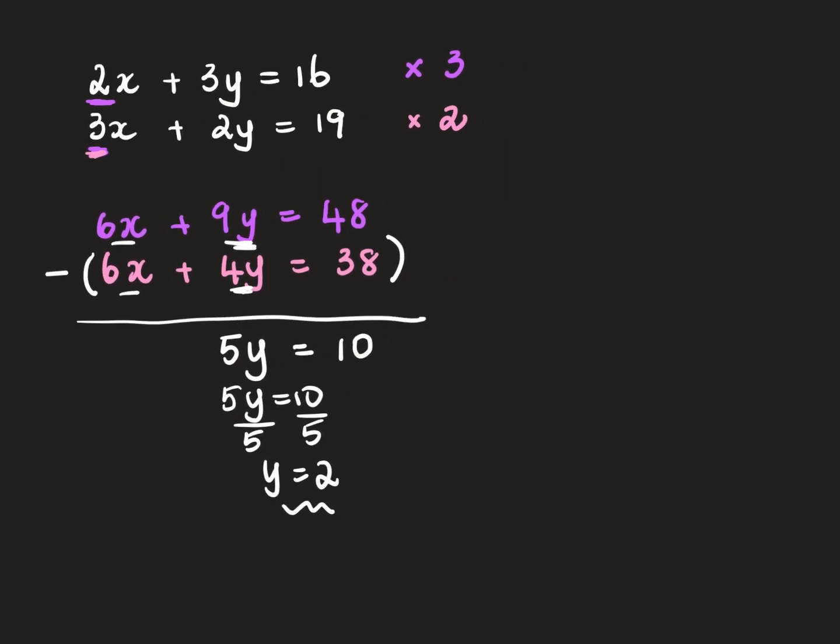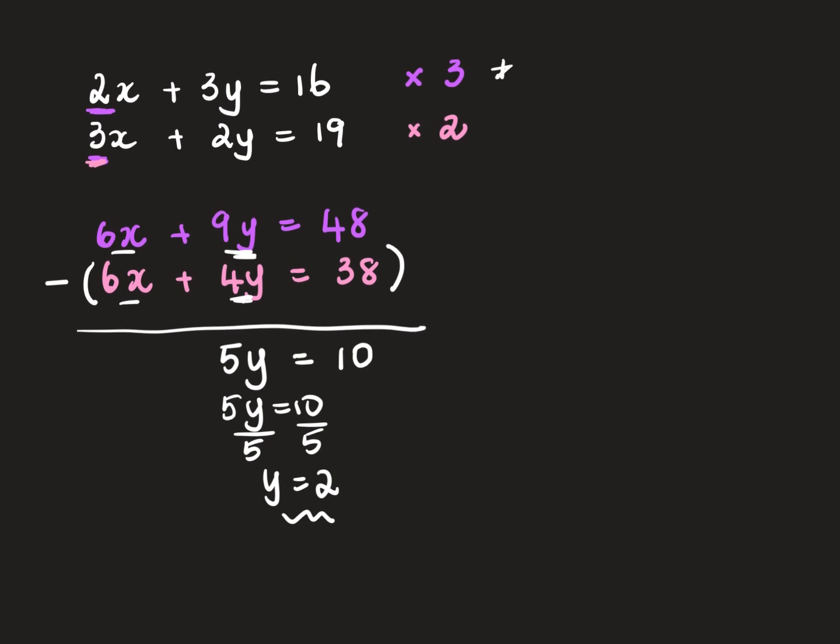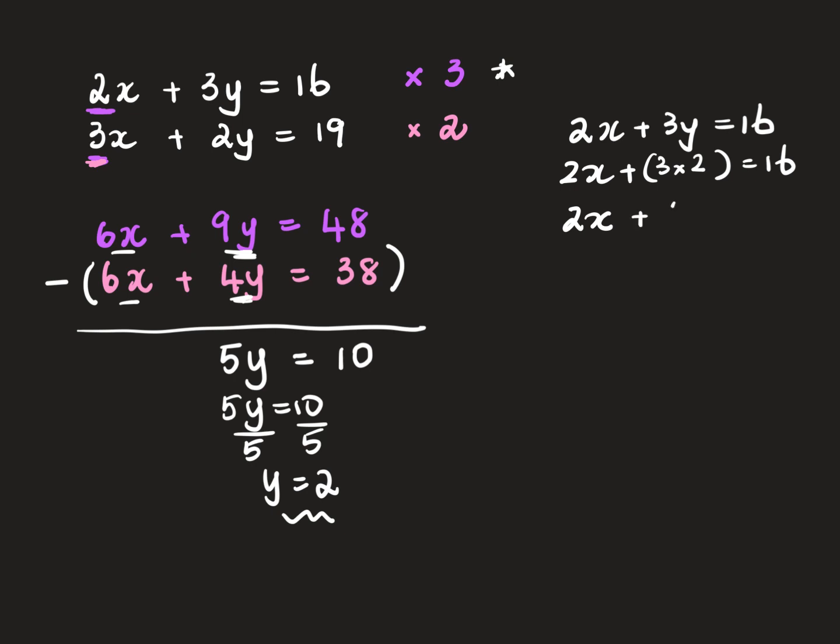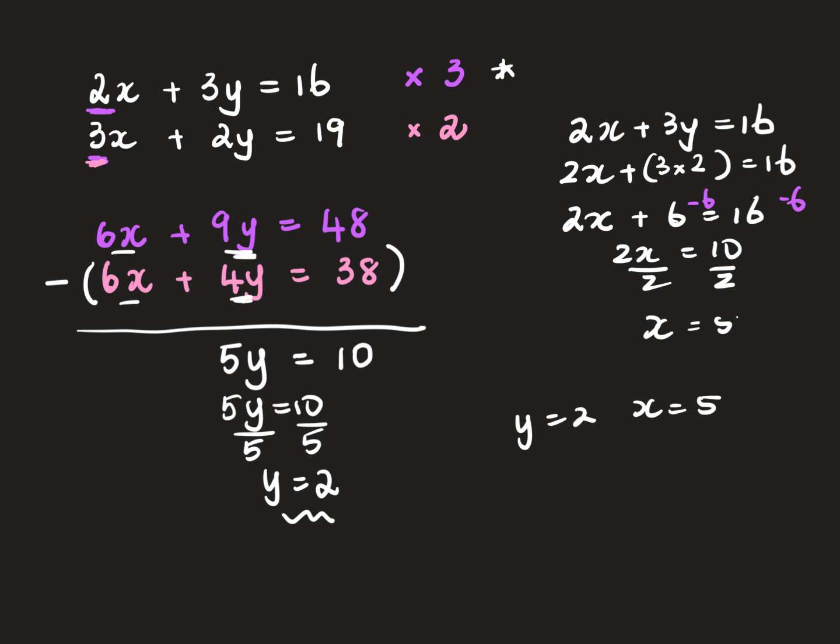Now I need to find what x is. I can go to any of these equations that I've used so far. I'm going to use that top one. 2x plus 3y equals 16. 2x plus 3 times y is 2, equals 16. 2x plus 6 equals 16. As always, take 6 off both sides. That leaves us with 2x is 10 and x is equal to 5. So our solution is y equals 2, x equals 5. Now that one was trickier because we had to do a multiplication for both equations.